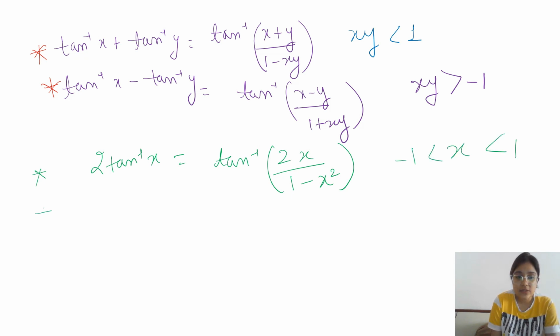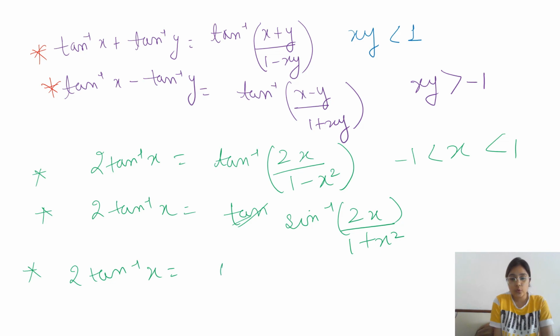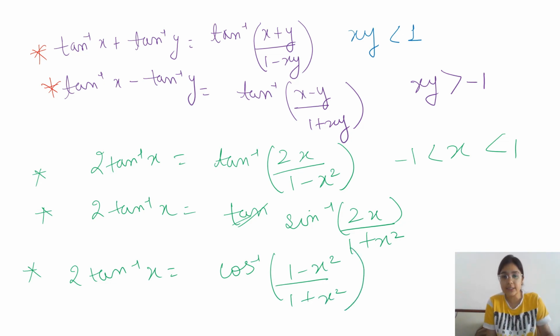Okay. Next, the 2 tan inverse x formula should be like this. 2 tan inverse x is equal to sine inverse of 2x upon 1 plus x square. Similarly, another formula: 2 tan inverse x will be equal to cos inverse of (1 minus x square) upon (1 plus x square). Now you will be thinking, how will we learn these formulas?